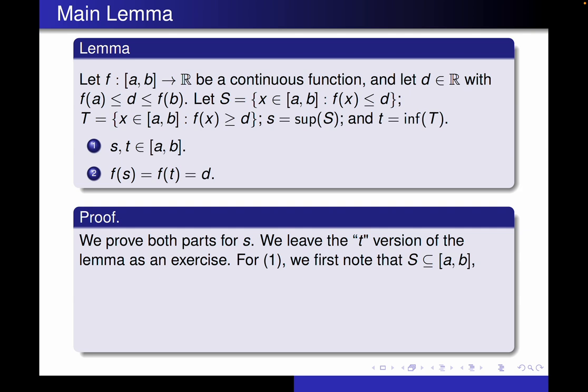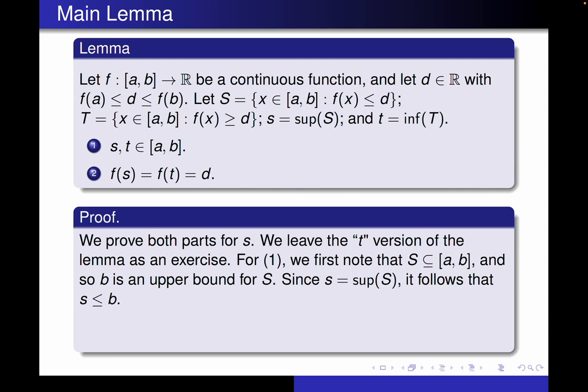So we're going to look at part 1 first, and we're going to first note that S is a subset of the closed interval [a, b]. And we know that b is an upper bound for S. It has to be an upper bound for S because S is contained in there. But since b is an upper bound for S, that means it has to be at least as big as the least upper bound. And guess what? The least upper bound is little s. And so that means that little s is less than or equal to b.